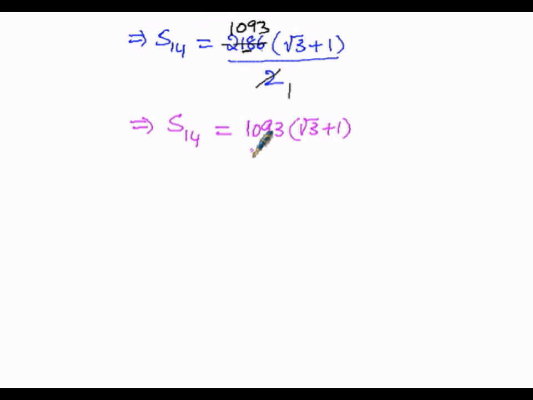Here we can replace this root 3 by 1.732 again. When root 3 is replaced by 1.732, then plus 1 it will be 2.732. So here we have to multiply 2.732 with 1093, then we get the value.